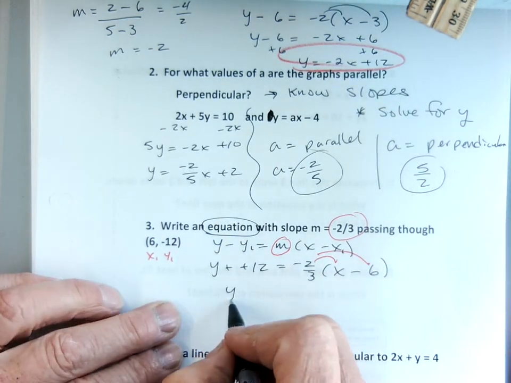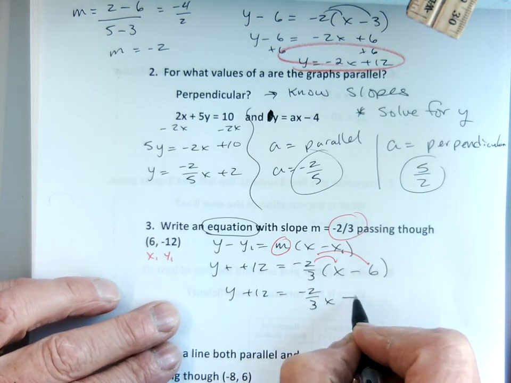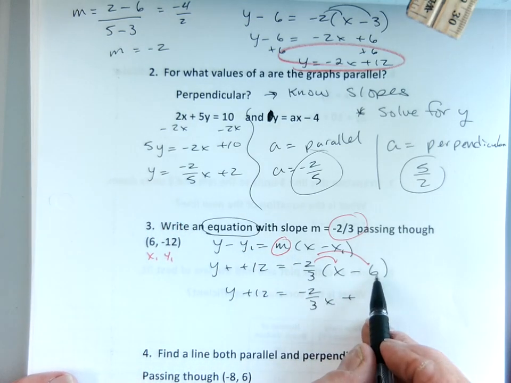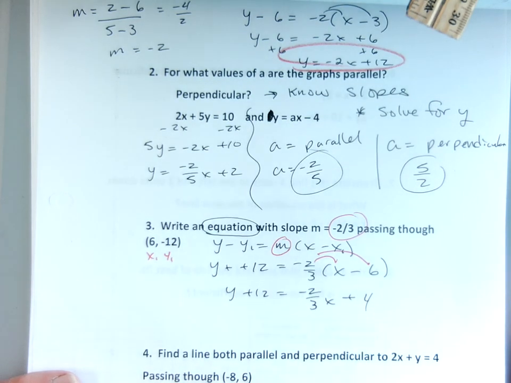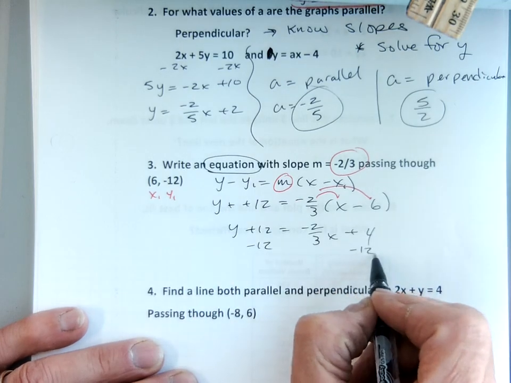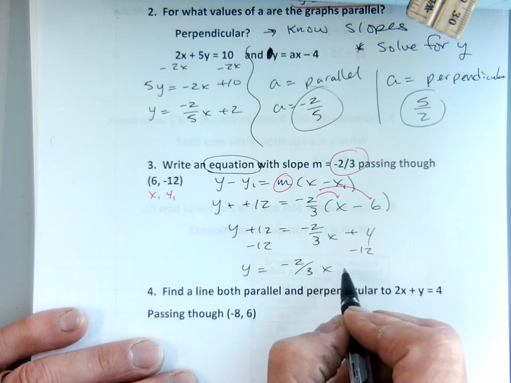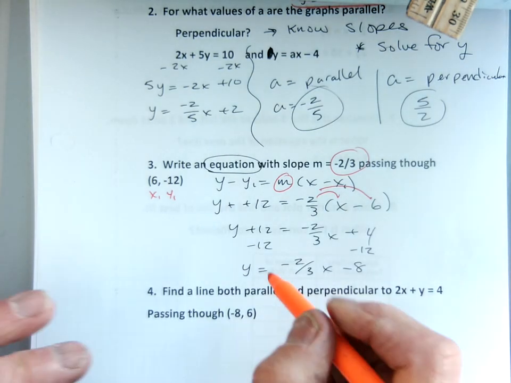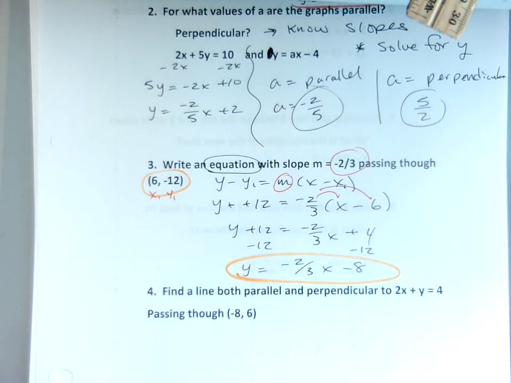So I'll have y plus 12 equals negative 2/3 x plus, negative times negative, plus 3 goes into 6, 2 times 2 is 4. Negative times negative, okay? And then I'm finally going to go minus 12, and I'll have an answer of y equals negative 2/3 x minus 8, okay? So this line will go through that point with a slope of negative 2/3.